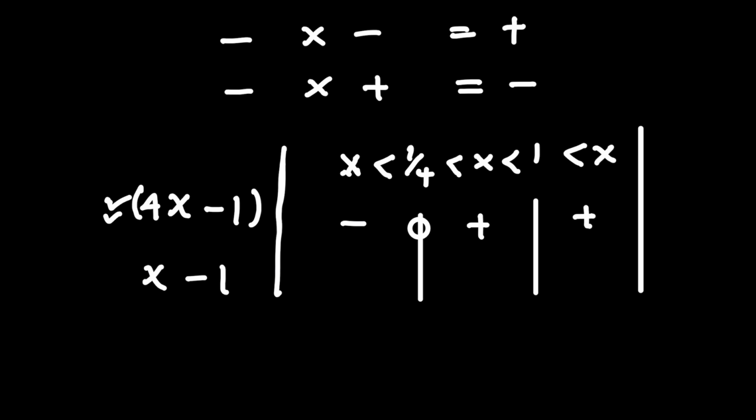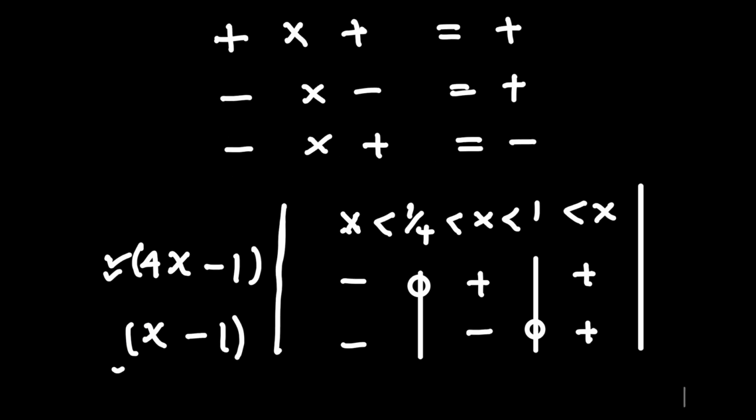Then coming now to x minus 1, any value of x that is less than 1 over 4, insert it here, you're going to get a negative value. Any value of x between 1 over 4 and 1, let's say a half, you say half minus 1, you're going to get a negative value. And then at 1 here, you're going to get 0, if you put 1 in place of x in this bracket. And then any value that is greater than 1, insert it here, you're going to get a positive value.